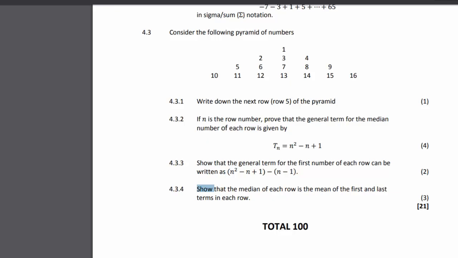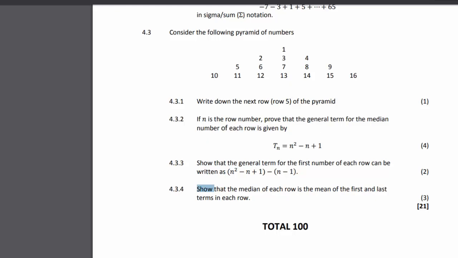If I wanted to prove the mean, how do I find the mean? I take the first term and I add the last term. Now, what is the first term? The first term is given by that expression. The last term is this one. Now, what I wanted you to notice is that the last term is just the term number squared. This is 1 squared, 2 squared, 3 squared, 4 squared.